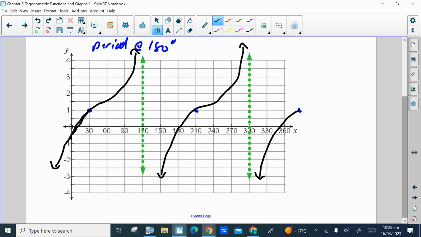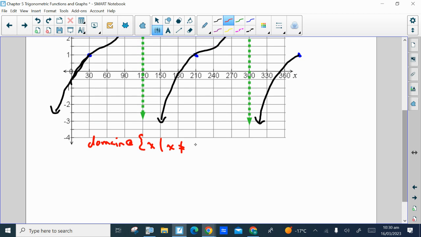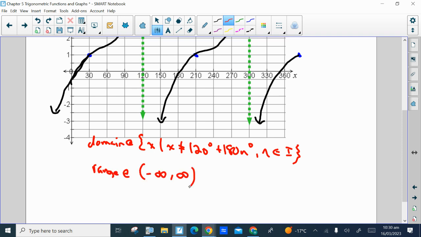So the domain of this, that will change. We would say x cannot equal, let's do this right, using set notation. So our first asymptote was at 120 degrees, and our period is still 180. There's our domain. Our range hasn't changed. Still goes from negative infinity to positive infinity.